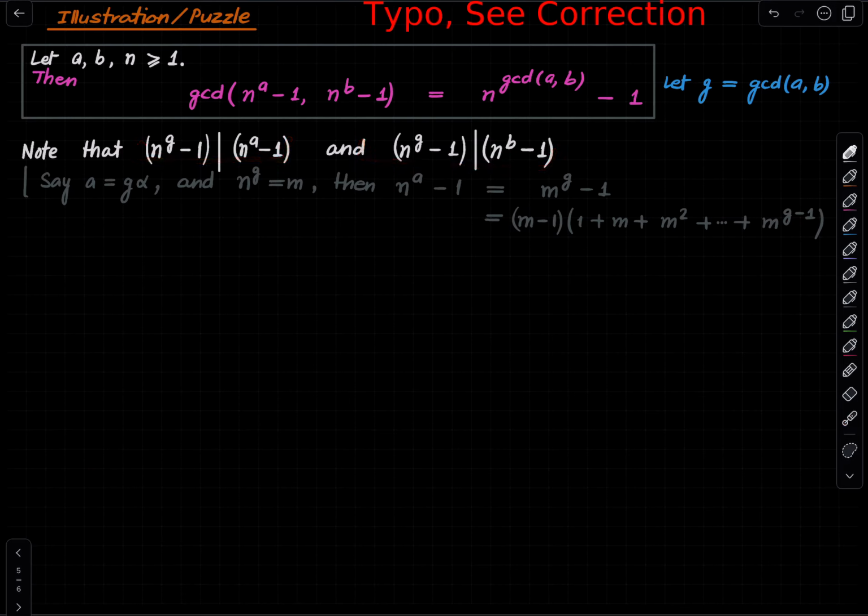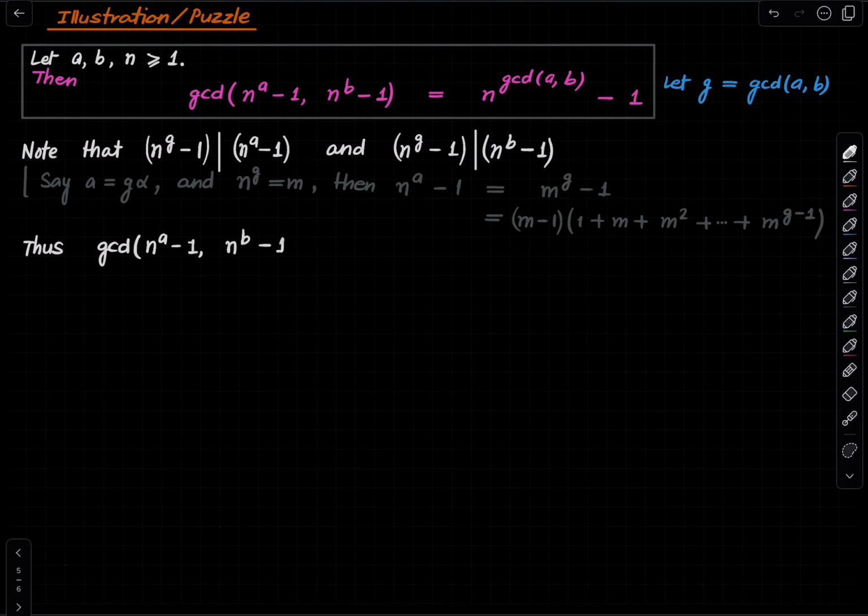And thus, from this observation, the GCD of these two numbers is at least this number. Right? We want to show equality, but we have at least made some progress.